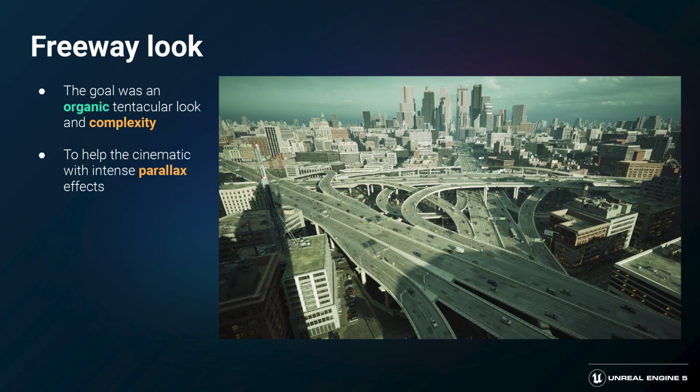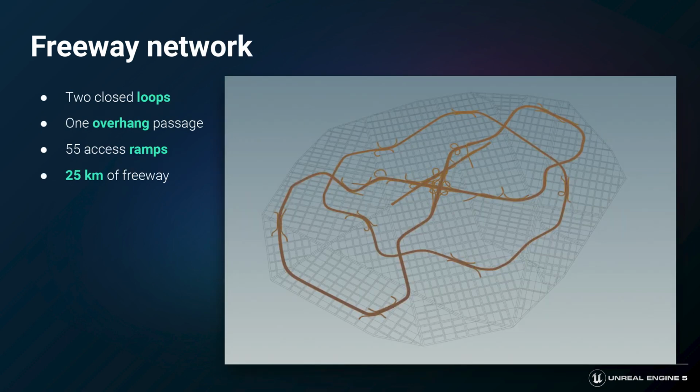For the city's freeway, we knew that the chase sequence would happen at least in part on it. This had an influence on the organic and tentacular look of it. We were after an iconic landmark easily recognizable in the city, with complexity and pillars for the cool cinematic parallax effects. Around the needs of the cinematic department that were mostly focused around the big exchanger, we have built the rest of the freeway path. It is composed of 2 closed loops, 1 overhang passage, and 55 access ramps over 25 km of usable freeway.